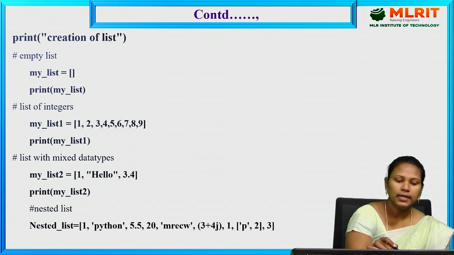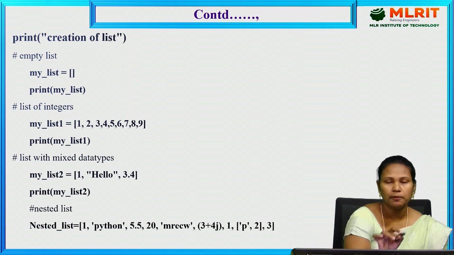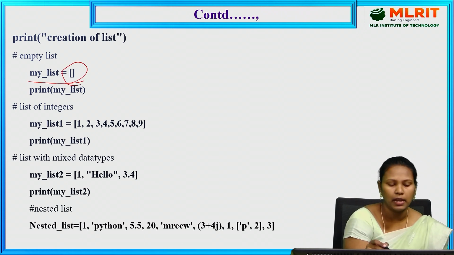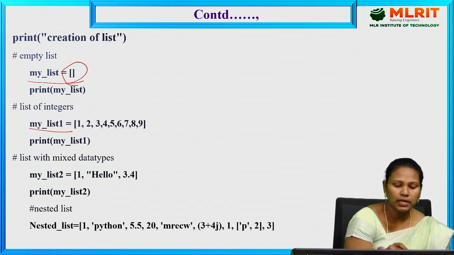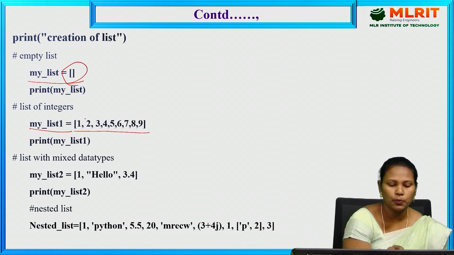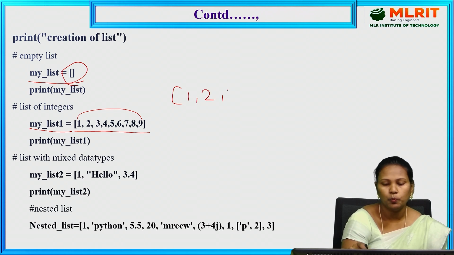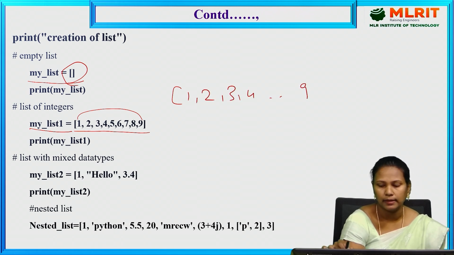We'll see the different syntaxes for list. First, we are creating an empty list. My list does not contain any value, here I am not entering any value, so it displays an empty list. Next, my list 1 equals 1 to 9. We are giving the values 1 to 9. Print of my list 1 prints 1, 2, 3, 4, and so on up to 9.